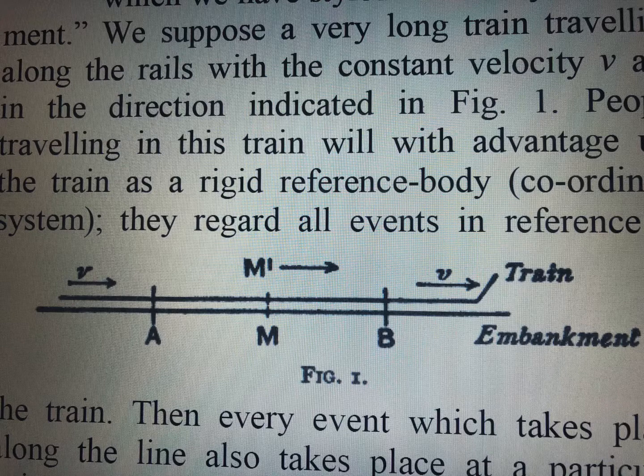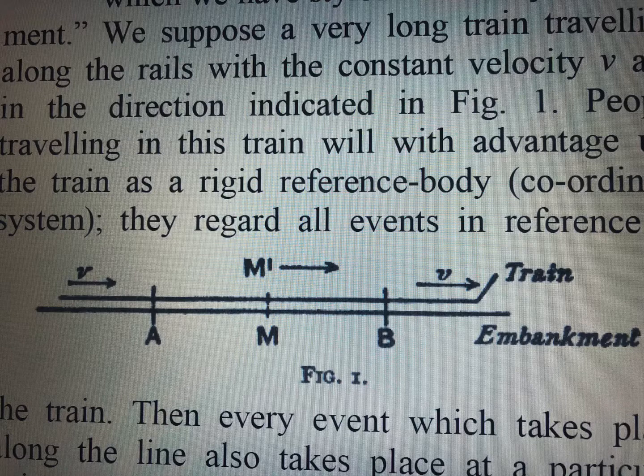Just when the flashes of lightning occur, this point, M prime, naturally coincides with the point M, but it moves towards the right in the diagram with the velocity v of the train. If an observer sitting in the position M prime in the train did not possess this velocity, then he would remain permanently at M, and the light rays emitted by the flashes of lightning A and B would reach him simultaneously. They would meet just where he is situated.